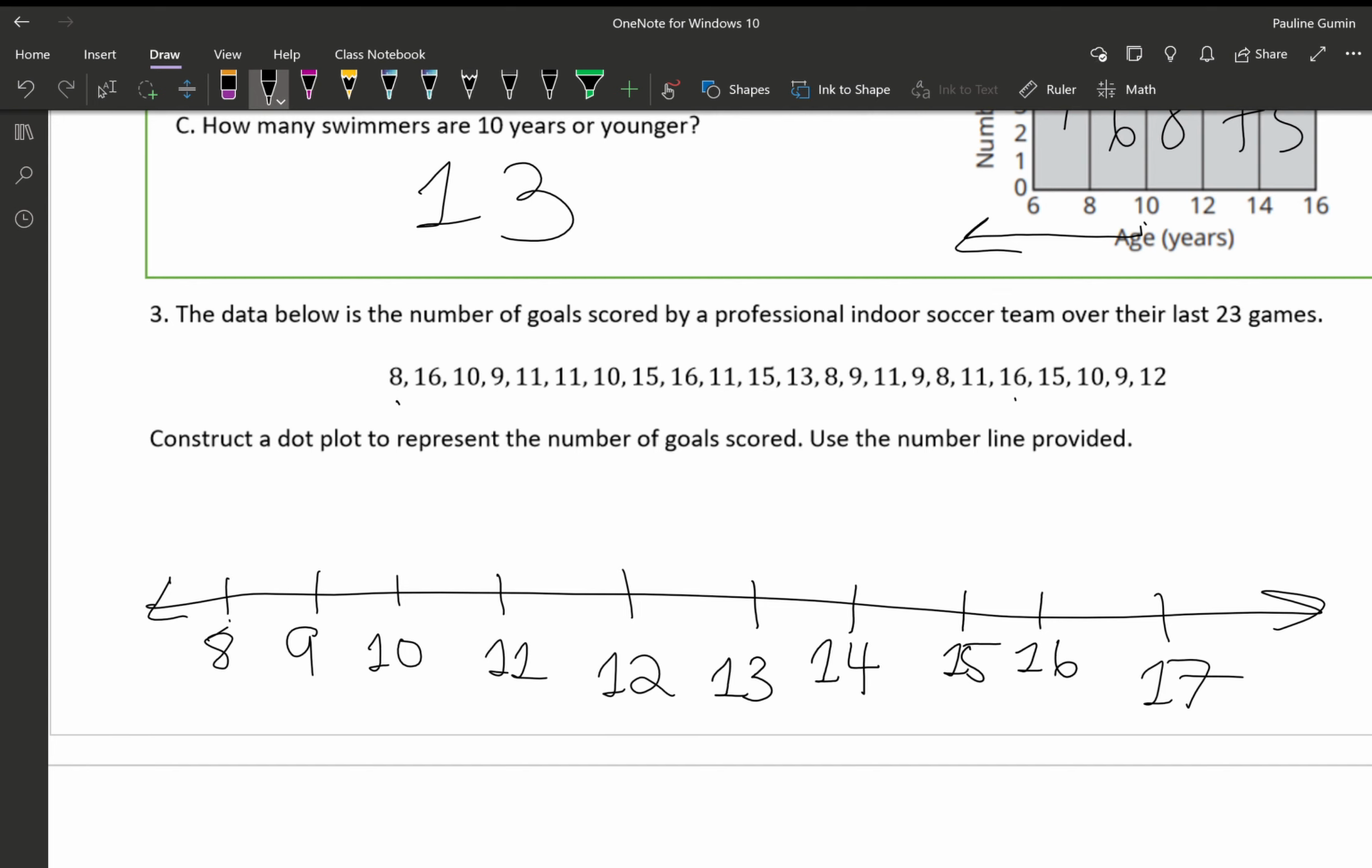Okay, let's do this. So I went through this whole list, and this is what I ended up with. I ended up with 3 dots on 8. Oh, by the way, if you're trying to follow along with this video and take your own notes, I would pause, create your dot plot right now, and then compare it to mine. I ended up with 4 on 9, 3 on 10, 5 on 11, 1 on 12, 1 on 13, none on 14, 3 on 15, and 3 on 16.